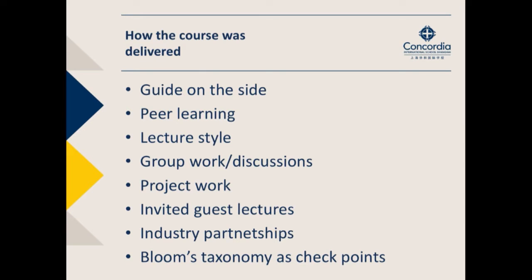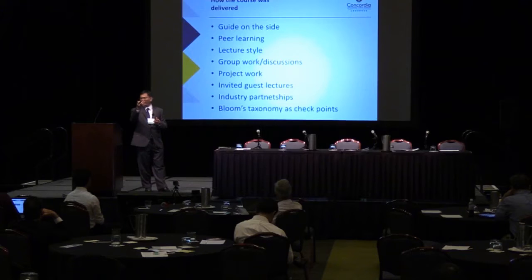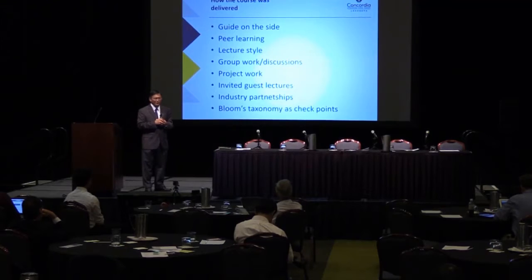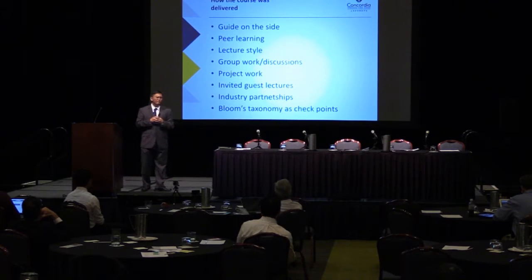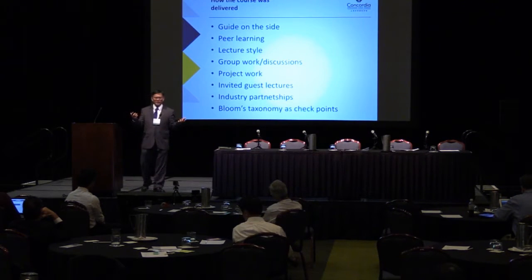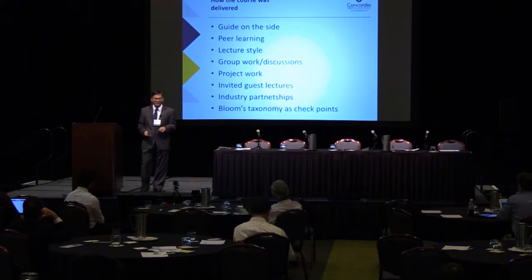We have invited guest lectures, with the contacts that we made last year, from professors at different universities. We have industry partnerships, and thanks to IBM China, we have a student internship with the Cloud Development Lab, so very much appreciated to IBM. How do we measure? How do we tick off the check marks? We use Bloom's taxonomy at the checkpoints to see at what level the students are. In fact, I can safely say all my students actually met the highest standard. Okay, they can apply it.